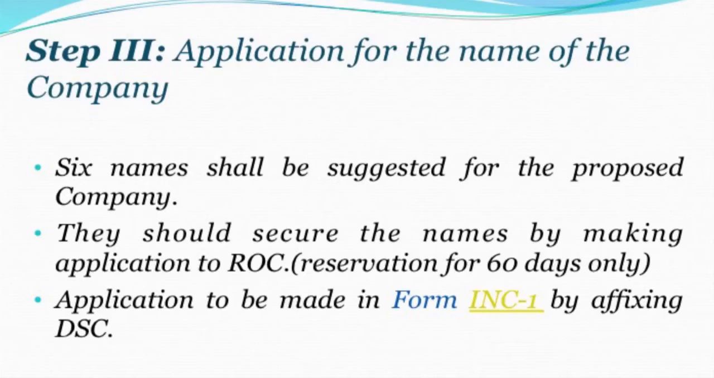INC1 has a place wherein you have to give six names of that particular company for which you are making an application. Ensure that you give adequate names. If one name is rejected, the second one can be thought upon. If second is rejected, third one and on can be thought upon and can be given by the MCA.